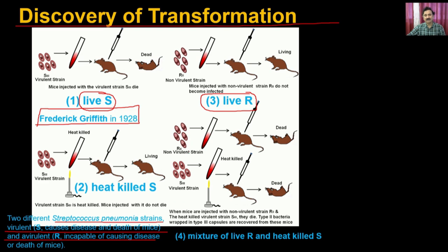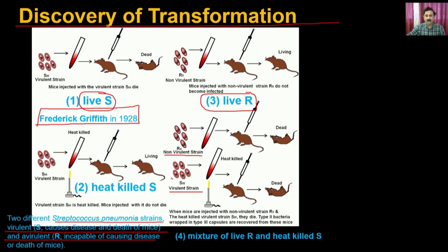In the fourth experiment, he took the non-virulent live strain and the heat-killed virulent strain. Ideally, the mice should not get the disease. Then he mixed these two bacteria and injected them into the mice. And what happened at the end? The mice died. Why did the mice die?